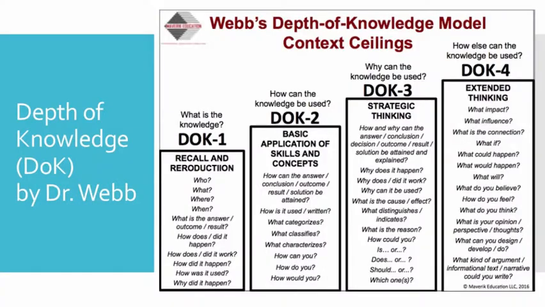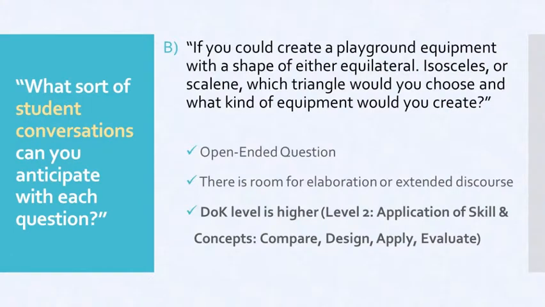According to the Depth of Knowledge model, this teacher prompt rates higher on level 2, application of skills and concepts. Students will be comparing the properties of 3 types of triangles, designing a playground equipment while applying the possible usefulness of the properties to everyday life situations, then evaluating which of their ideas would be the best. Student discussion also may involve speech with complex sentences.